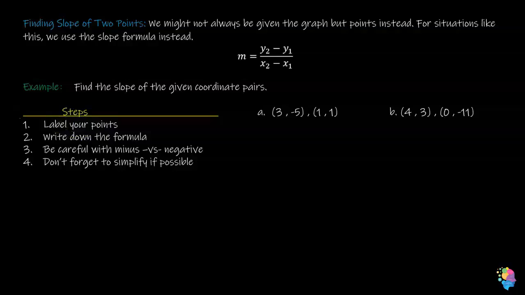So let's start with A and let's label them. We're going to label this one x1 because it's the first point we're given, and this will be y1. And the second point will be labeled x2 and y2. So let's bring the formula down here. M equals y2 minus y1 over x2 minus x1. So we labeled the points and brought the formula.